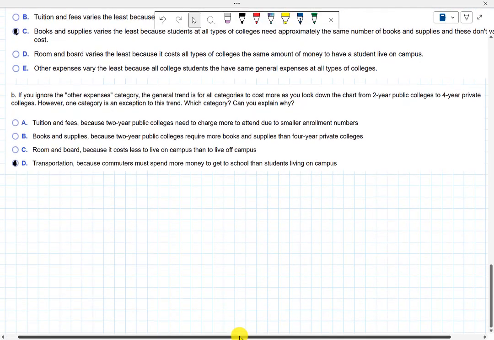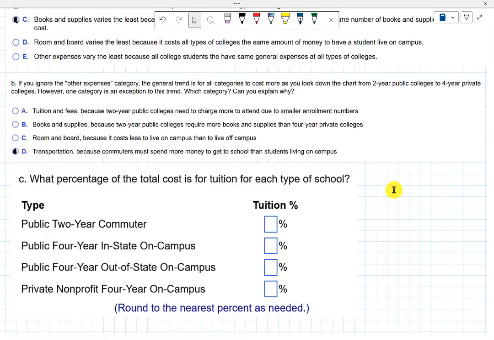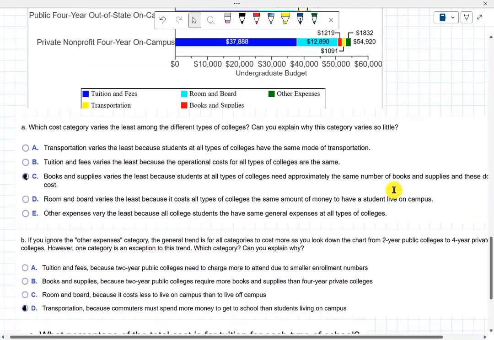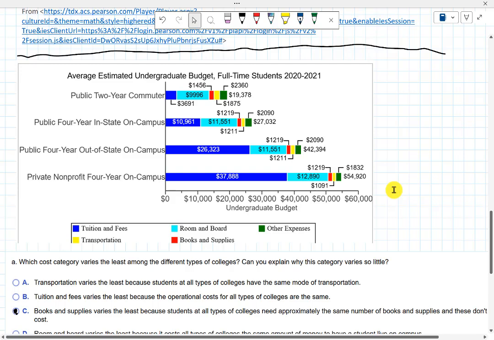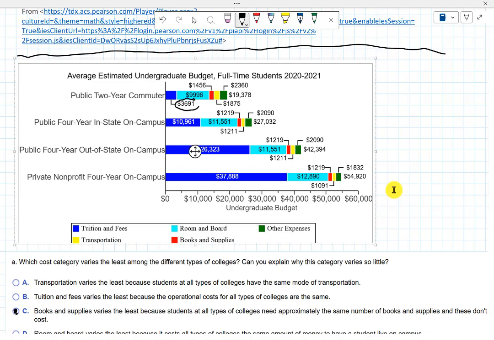Let me scroll up for part C. And last, we want to find what percentage of the total cost is for tuition at each type of school. So let me come up here. What percentage is tuition for each school? So the tuition is this stuff here, 3691. And what is the total cost for that? Well, I'm going to have to add up that total bar because it doesn't have, oh yeah, it does right here. Here's the total summary.